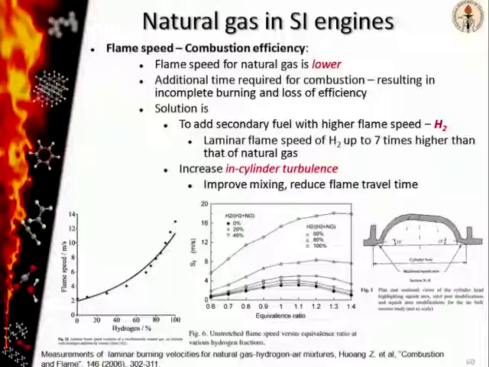Finally, what this figure shows is a way of generating turbulence inside the engine by producing something called a squish volume. So in a traditional engine where you would have these surfaces flat, you put a little bit of a triangular indentation inside the cylinder volume, which results in the formation of recirculation regions and allows you to create turbulence, which can increase the mixing, increase the flame speed, and reduce the flame travel time.